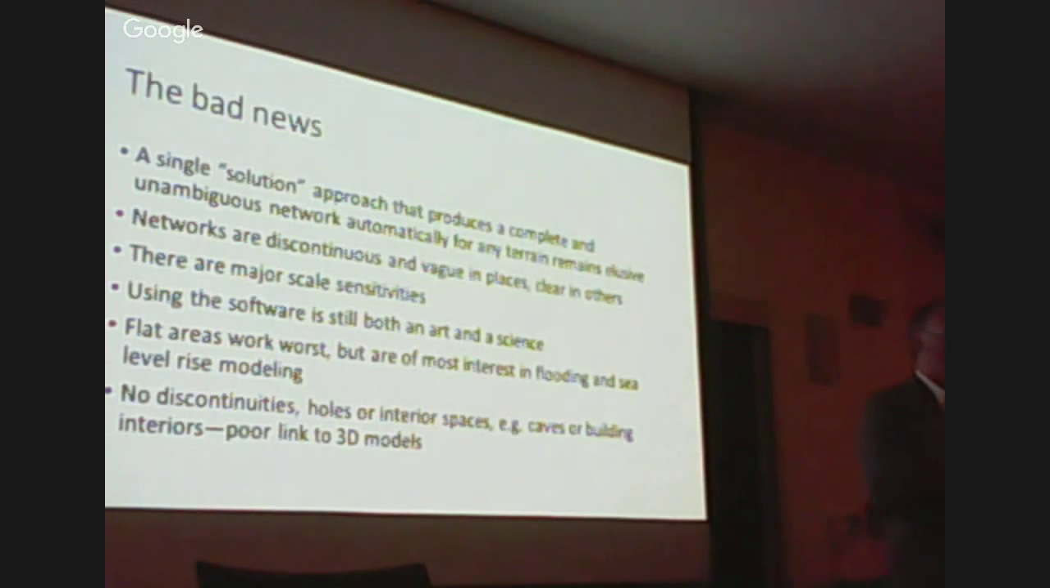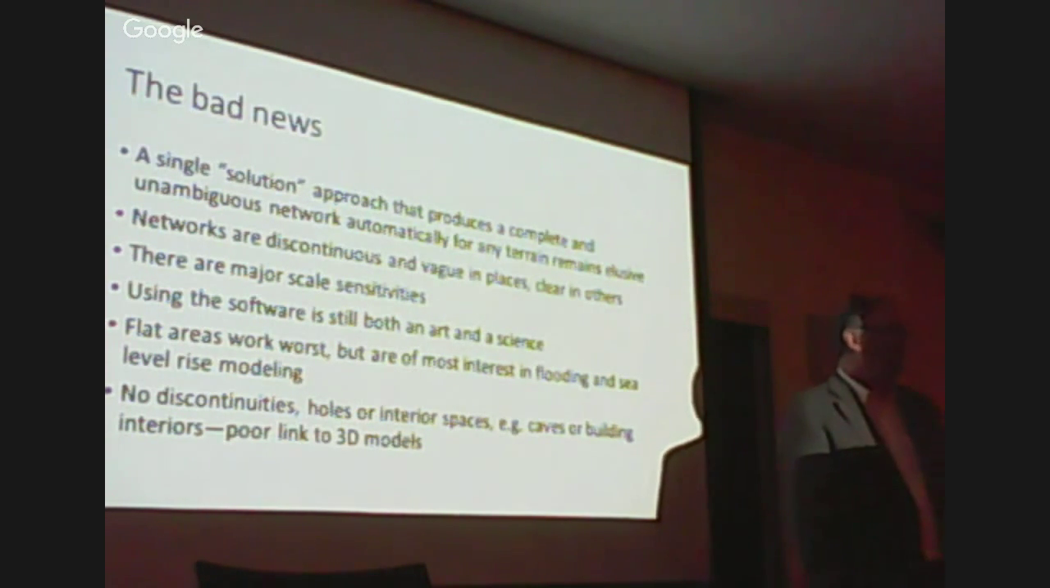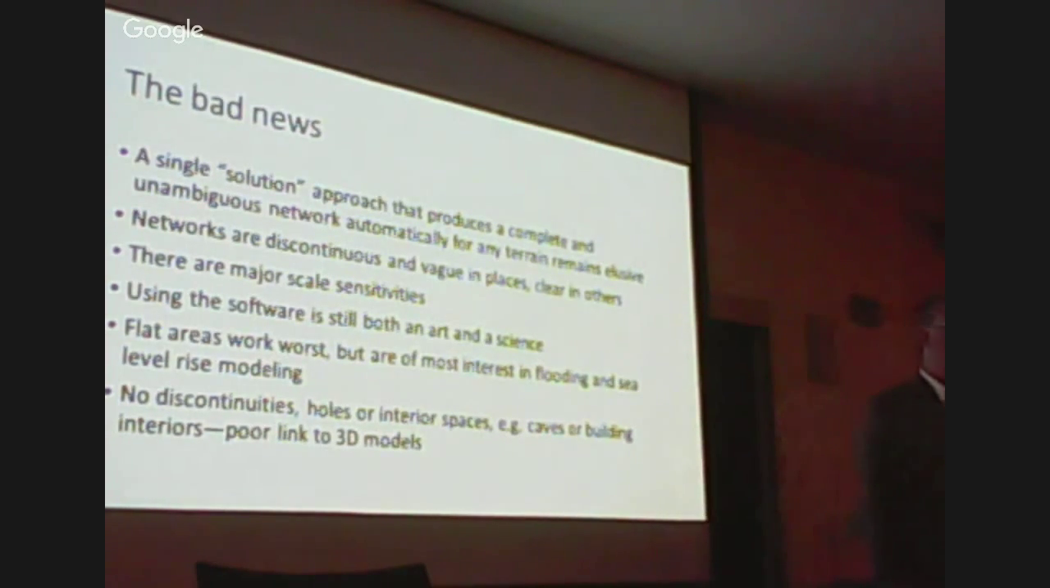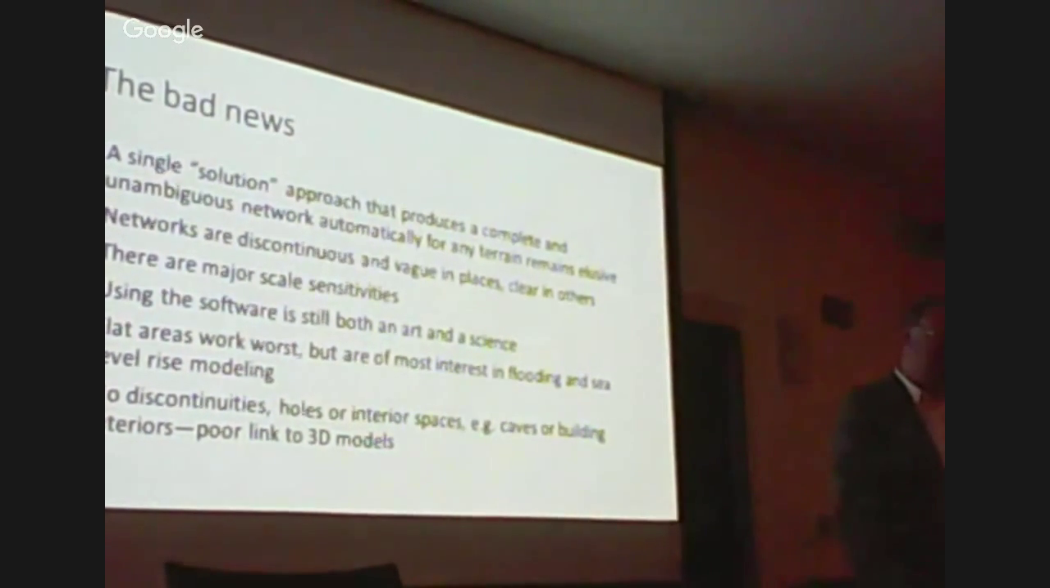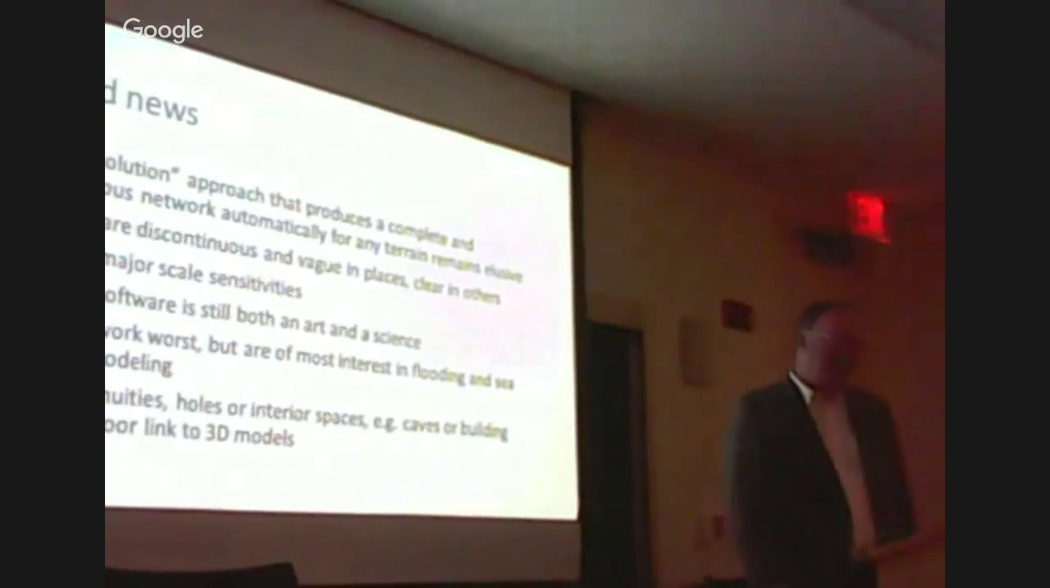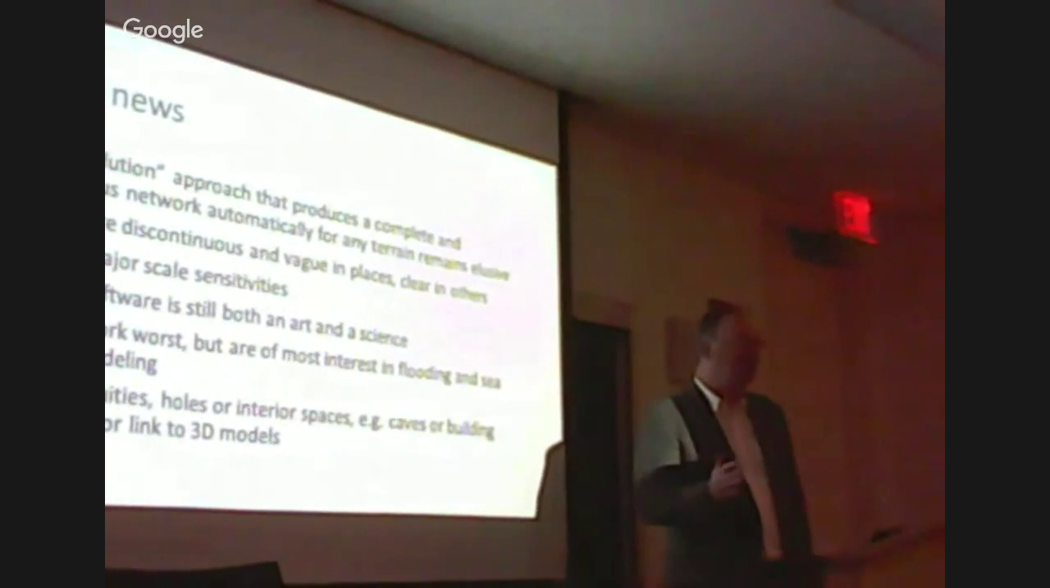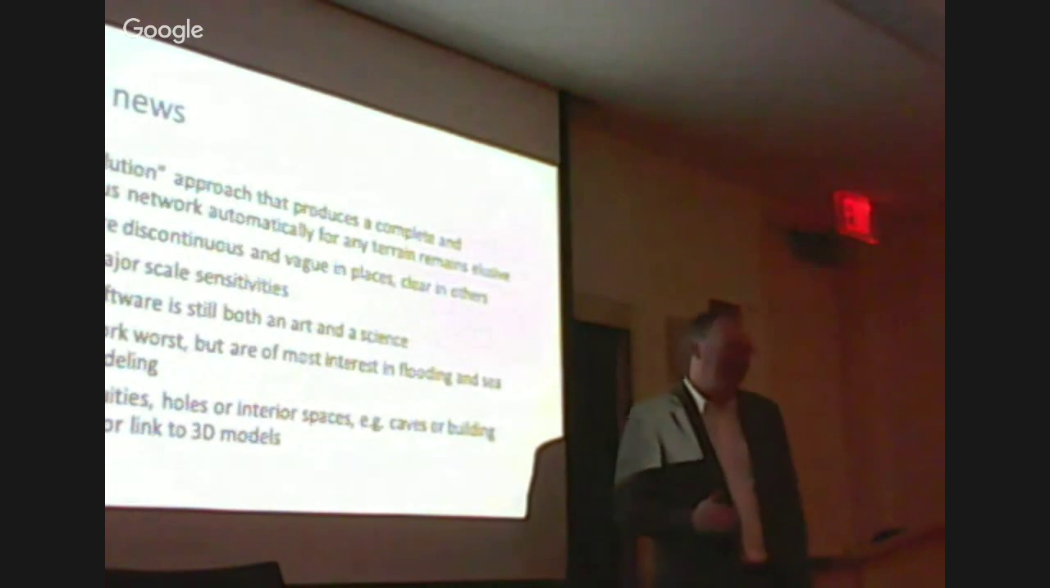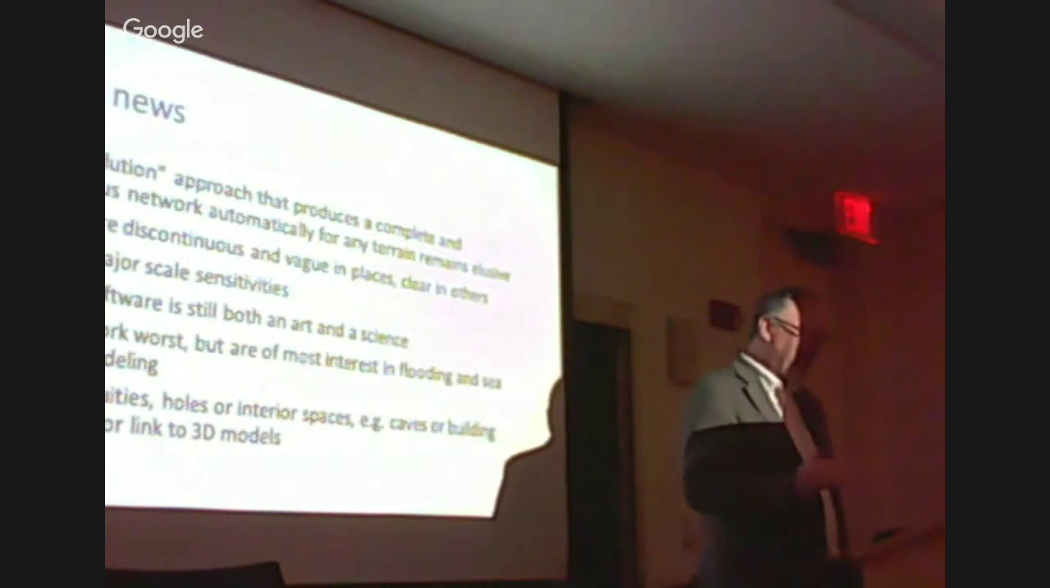And the irony is you would think that it would be most clear in very rugged terrain, with very clearly defined topographic features, and least clear in areas that are pretty flat. Well, often it's just as ambiguous in rugged terrain as it is in flat terrain. There are major scale sensitivities. We know, of course, in geography that scale matters. Choosing the appropriate scale remains a problem. Using the software itself is still both an art and a science, and teaching it is even harder as a consequence, because part of it is teaching the art.